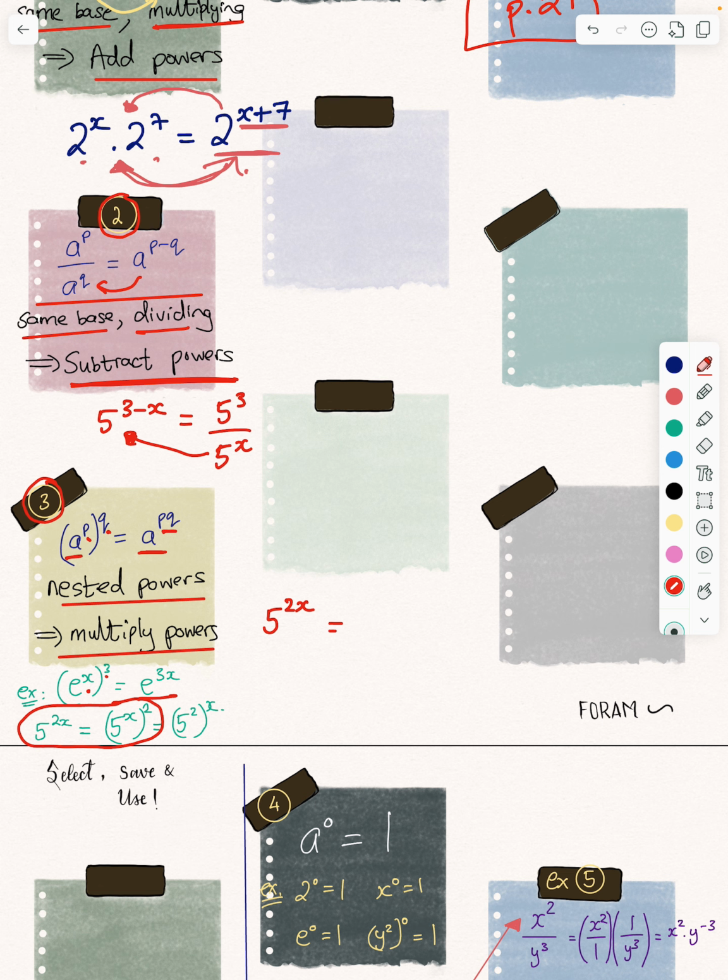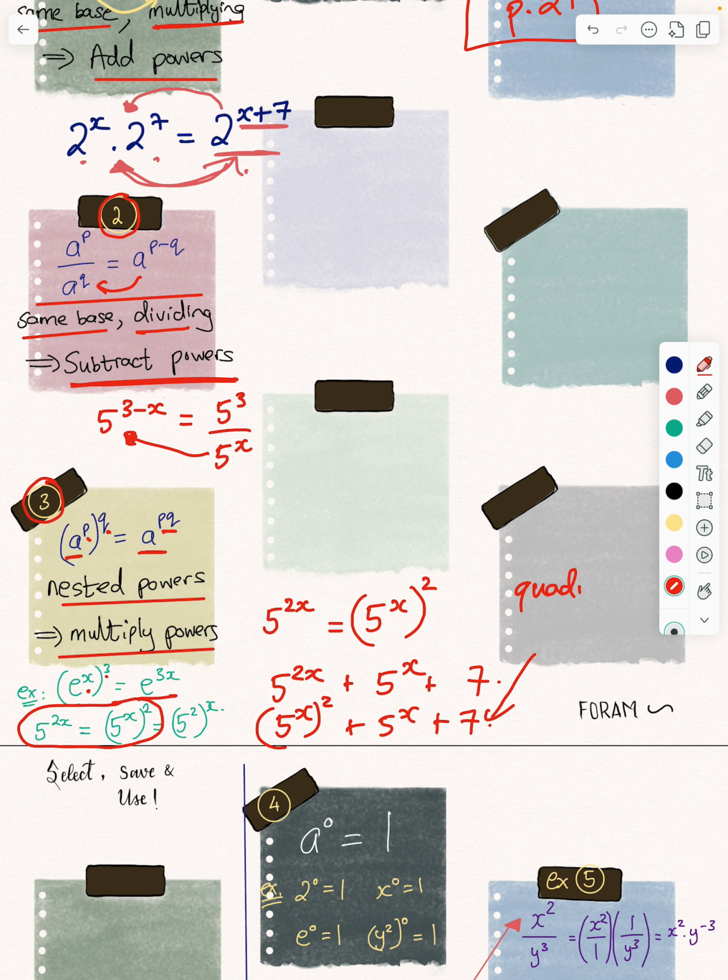So if you see 5 to the 2x, that could be written as 5 to the x all squared because 2 times x will give you 2x. So if you spot that in the middle of an equation, like a 5 to the 2x and then there's maybe a 5 to the x term and maybe a number or something like that, that could be 5 to the x all squared plus 5 to the x plus 7, and there's a quadratic in 5 to the x. So that's when you need to spot that 5 to the 2x is actually 5 to the x squared.